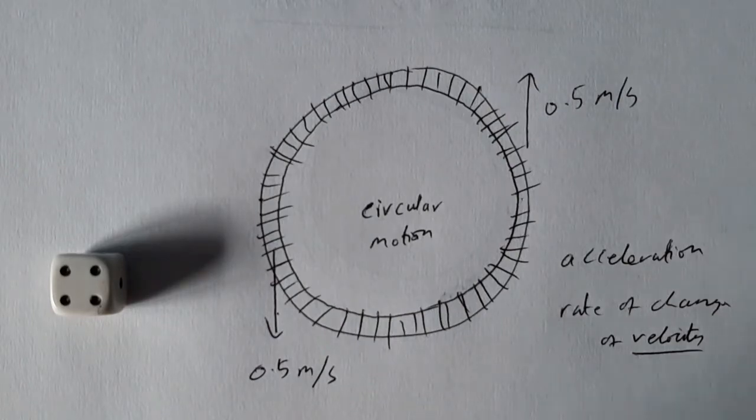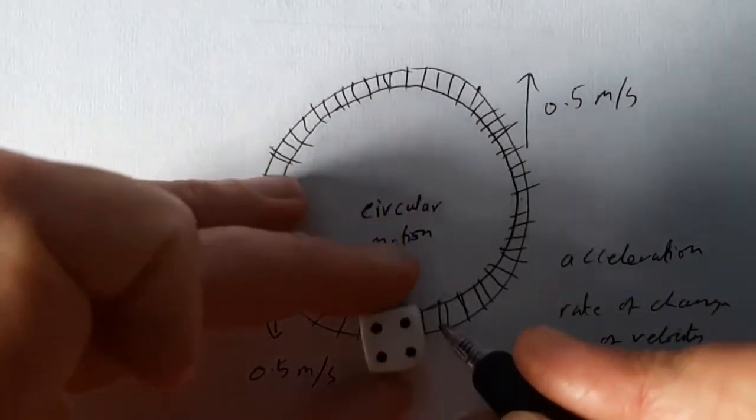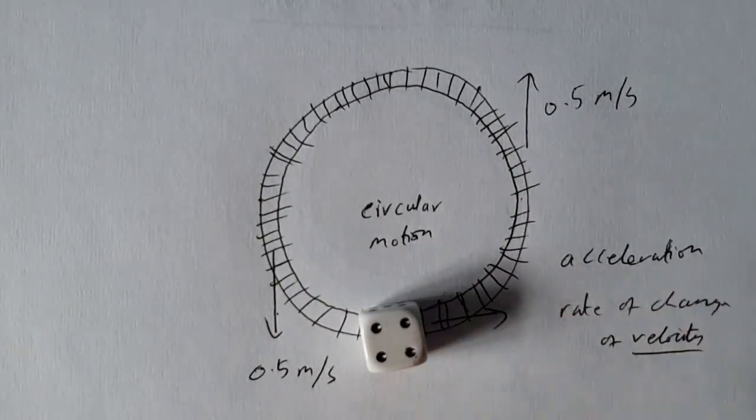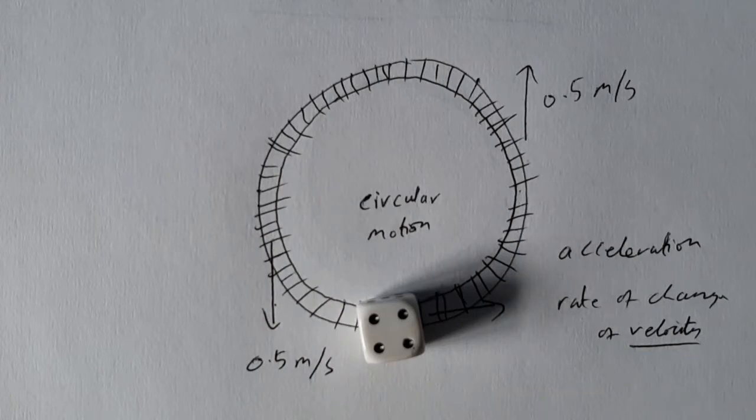So we need to understand that when an object goes round a corner, it doesn't have to do a complete circle, just like the cars on the roundabout at the end of the video. It just needs to deviate from the straight ahead. And as soon as it does that, its velocity is changing and it's accelerating.